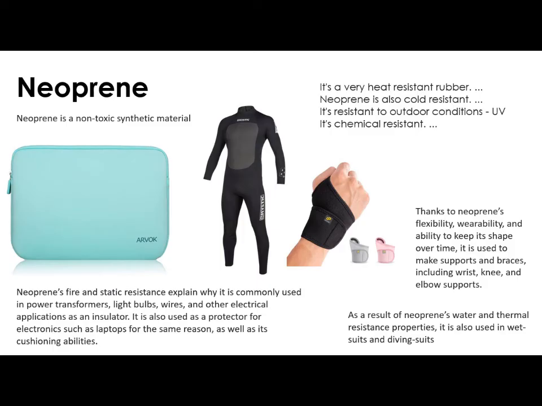Neoprene. Like I said, neoprene had an 8-mark question on it once in one of the exams. The question was about a laptop case, and it asked why neoprene was a suitable material for a laptop case. So there are lots of different properties to neoprene. It's a non-toxic synthetic material, and there are 3 main uses. There are loads of different uses, but 3 main ones, things like laptop cases. The reason for it being used around electronics is that it has fire and static resistance, so it's really, really good for use around electronics.